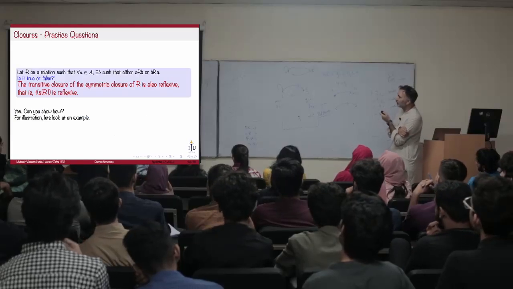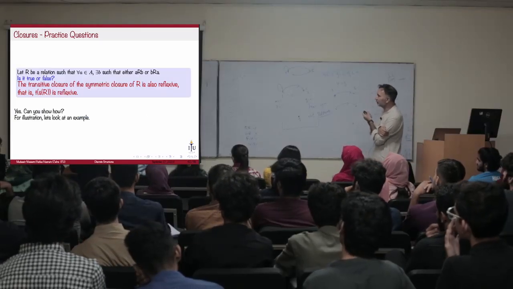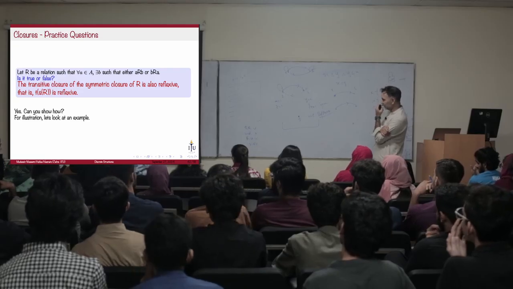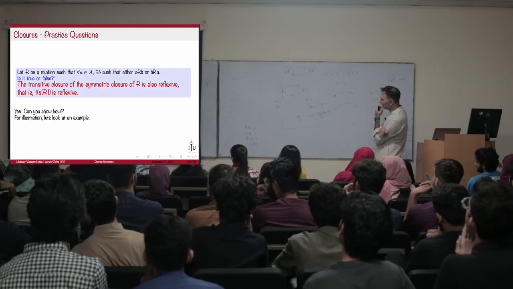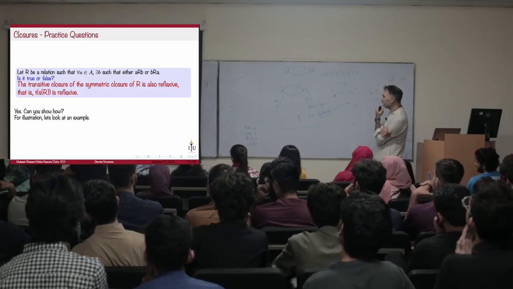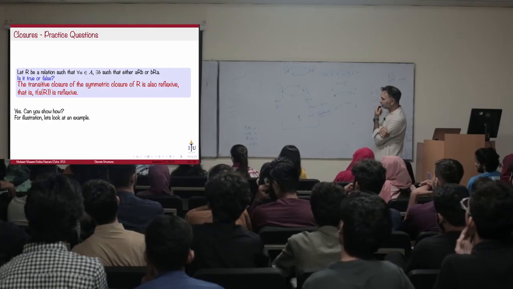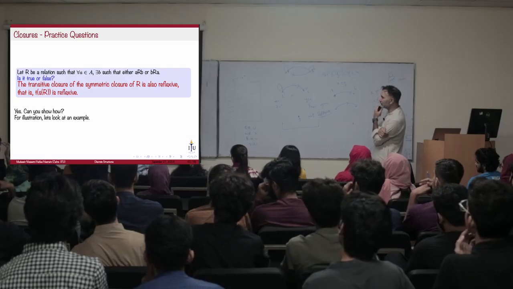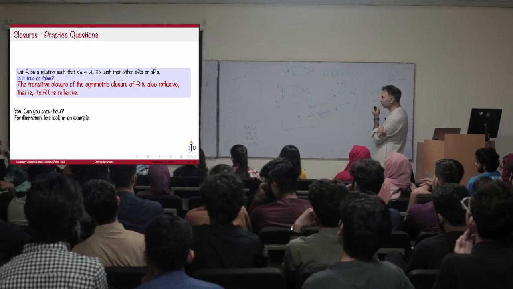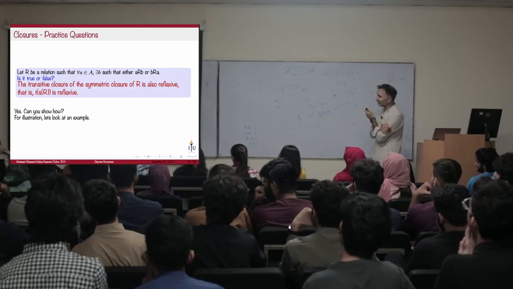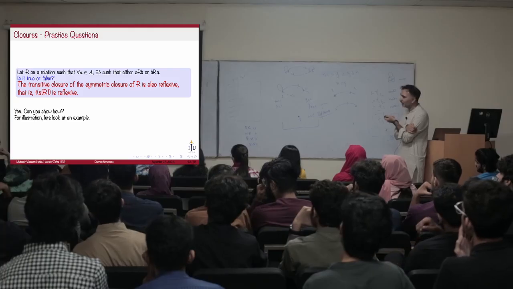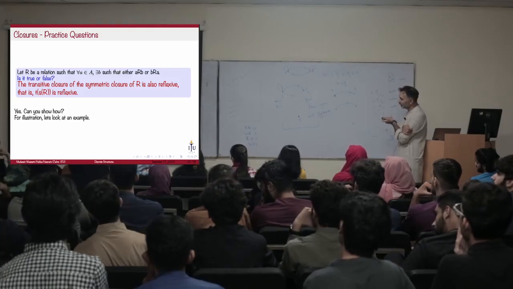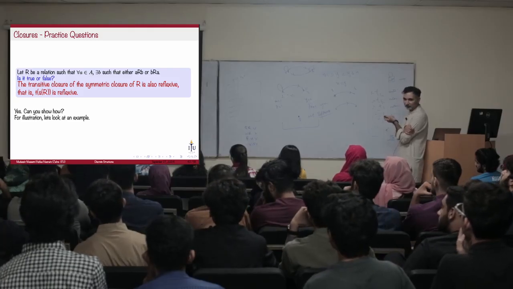Closure practice question. You have a relation such that for all A there exists B such that (A, B) or (B, A) is in R. Is it true or false? The transitive closure of the symmetric closure is also reflexive. Let's check that. So here's the definition of the relation, and here is what we want to find out.